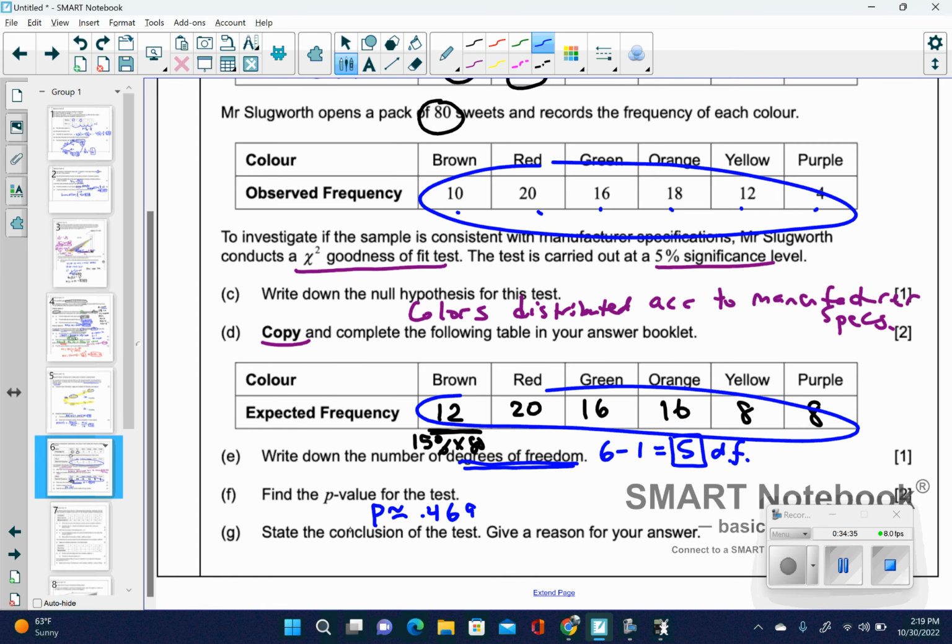Wow, this song is a throwback. There we go. So there's our p-value.